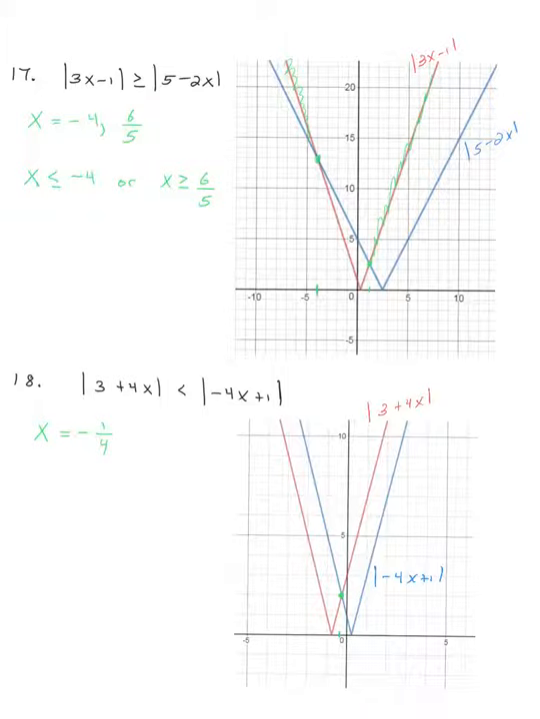So where is the absolute value of 3 plus 4x less than the absolute value of negative 4x plus 1? So where's the red graph below the blue graph? That's referring to this portion of the graph here. This means that the answer is x is less than negative 1/4.